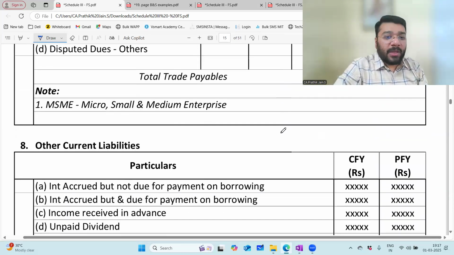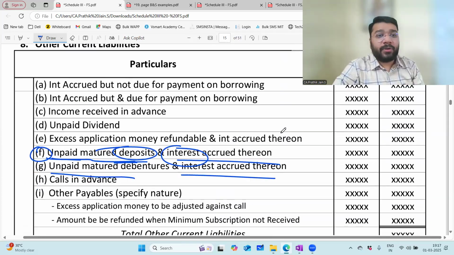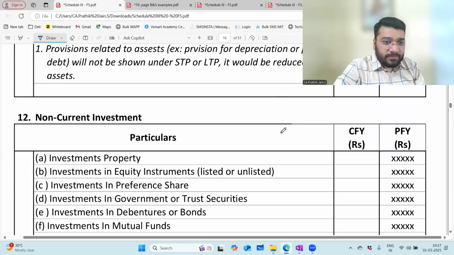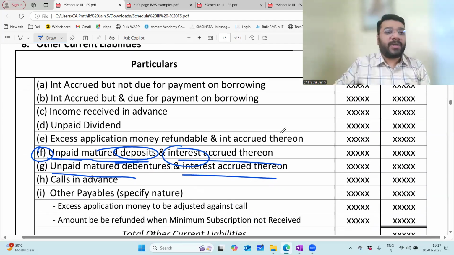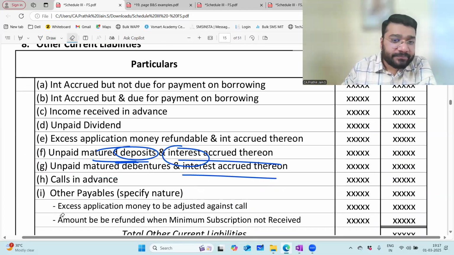This is trade payable. Now comes other current liability. Now this is very, very important. If this is done, I think we're almost done. Yeah, the liability part is over. So this is a little bit tricky. You have to pay your full concentration. With this, we'll wind up today's discussion.